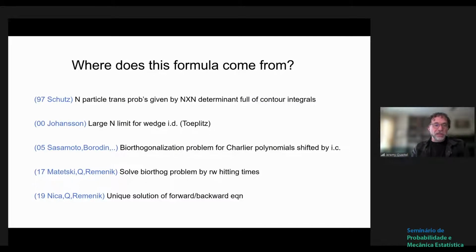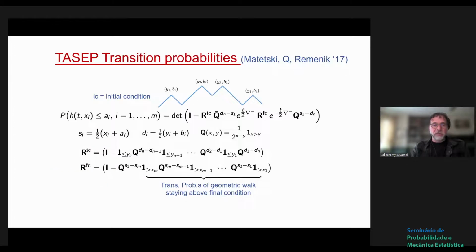And we were able, using some guess about the KPZ fixed point and then going back, to actually solve the biorthogonalization problem. And the solution is completely general, so that gives you this general formula. And then once you have the thing, you can actually literally take this formula and plug it into the backwards equation for TASEP and check that it works. And that backwards equation turns out to be well posed, and so you get quite a short proof that that's a formula for the transition probabilities.